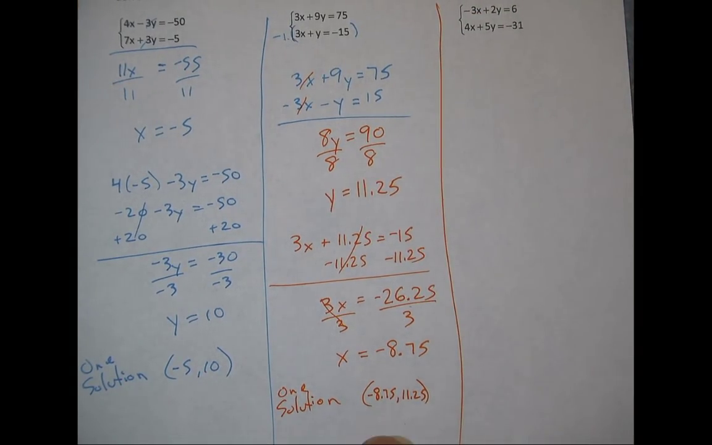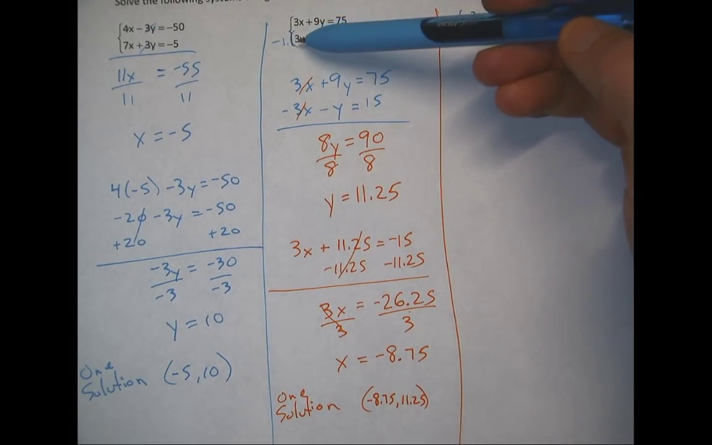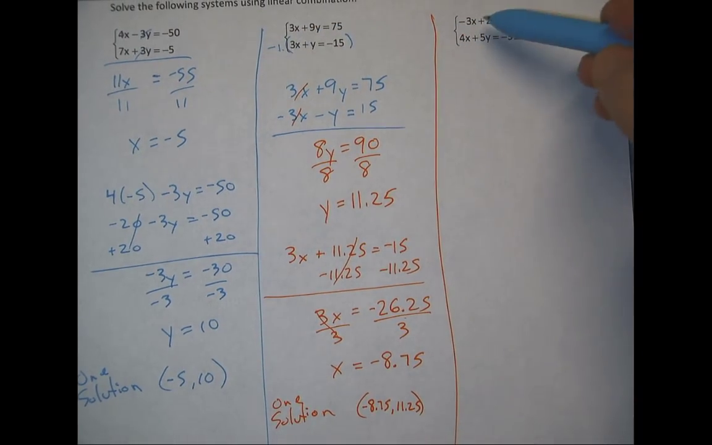Okay, so that one, it wasn't set up perfectly, but it was close. All we had to do was change this 3 to a negative 3, and it was ready to cancel. So when we look at this third one, we don't have anything set up that nicely. We got a 3 and a 4 and a 2 and a 5. So what we need to do is multiply both equations so that we have numbers that will cancel.